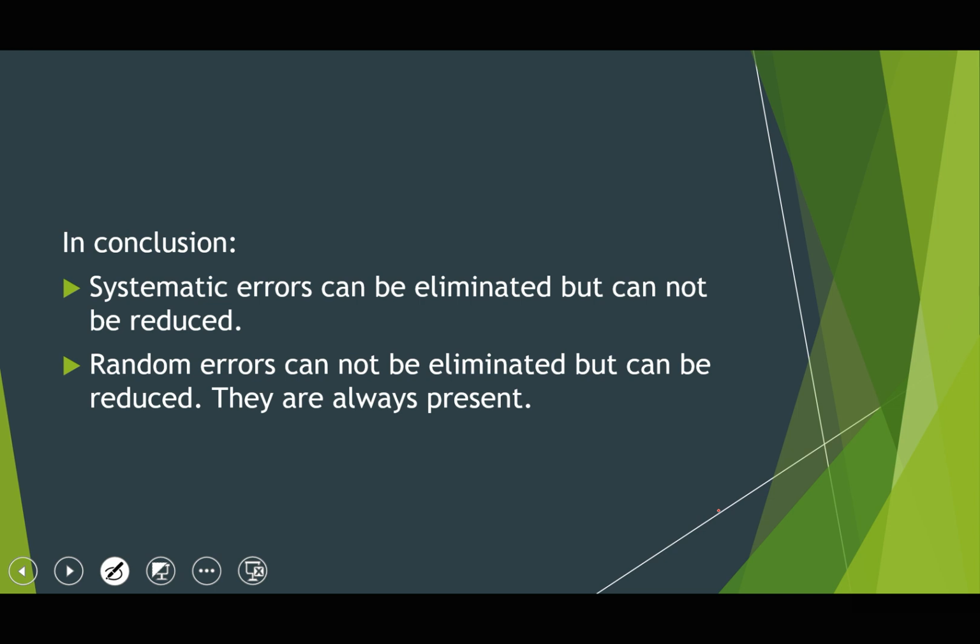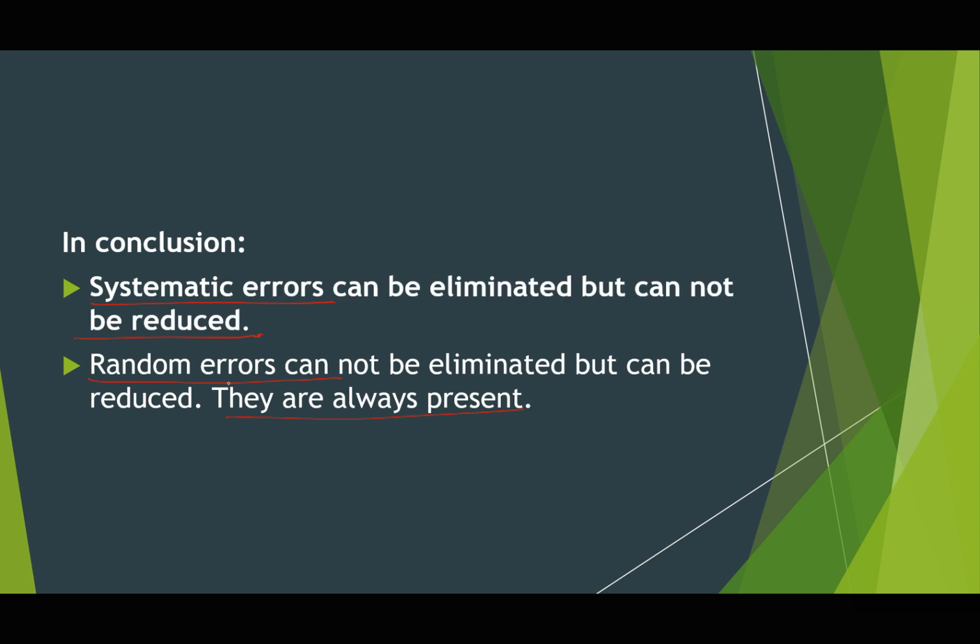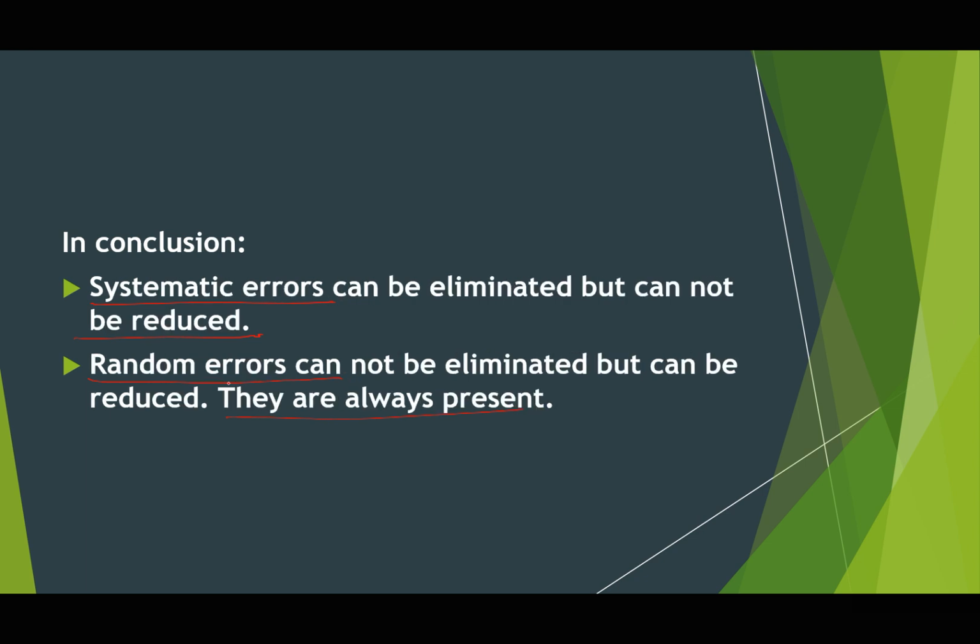So in conclusion, a systematic error can be eliminated but cannot be reduced. It affects accuracy. A random error cannot be eliminated, it cannot be predicted after all, but it can be reduced, and random errors are always present. These only affect precision but not accuracy. I think we have come to the end of this presentation.